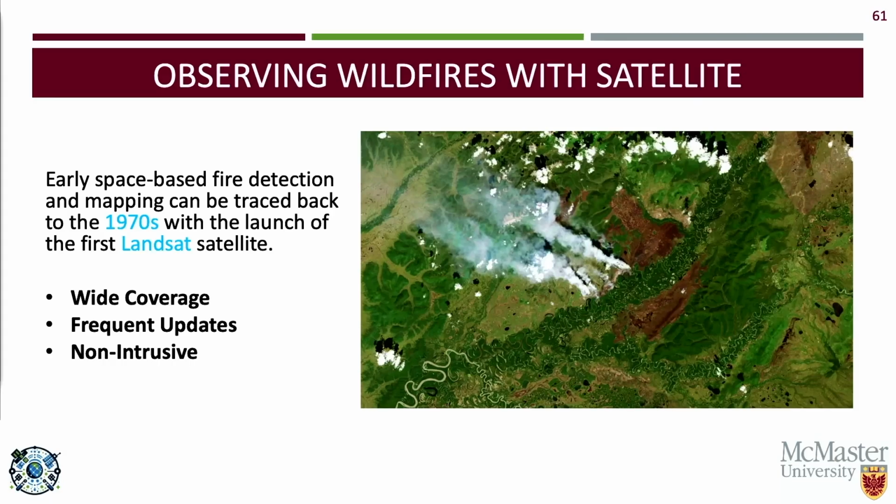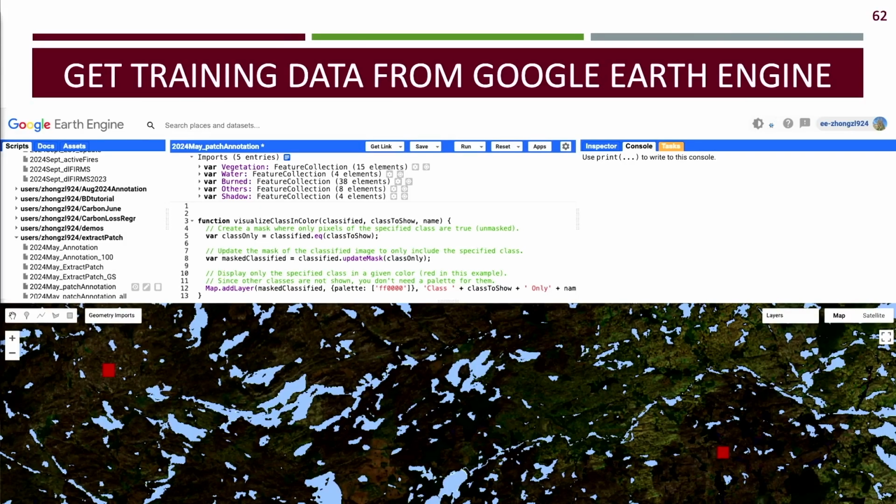First, this satellite imagery can provide us with wide coverage, as shown in this imagery here. Second, it can provide frequent updates, which means the satellites can revisit the same location within a short period of time, for example, just 7 or 8 days. And satellite imagery is non-intrusive, which means we do not need to put any sensors on the ground.